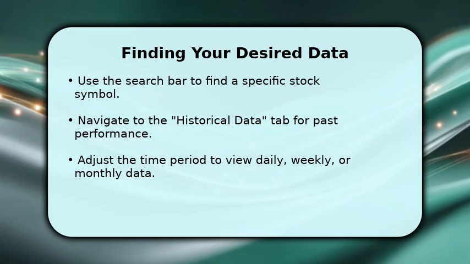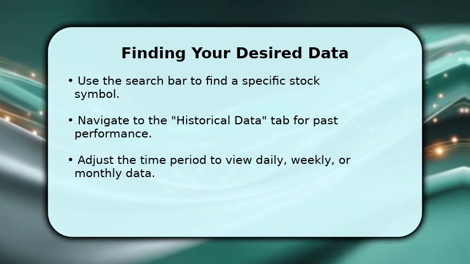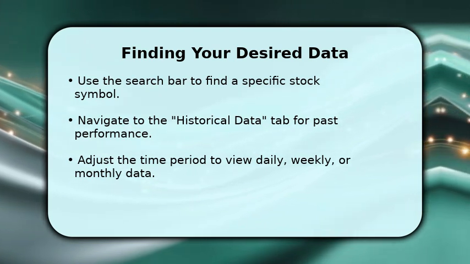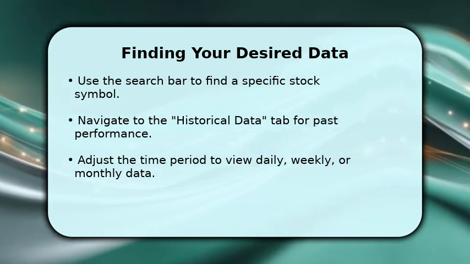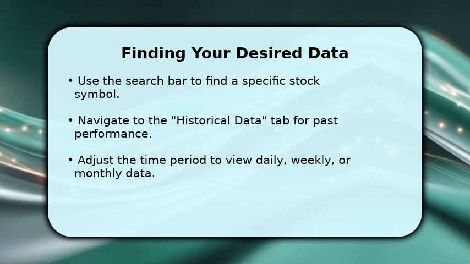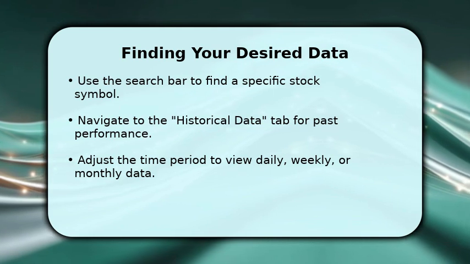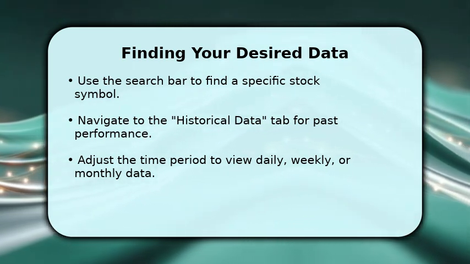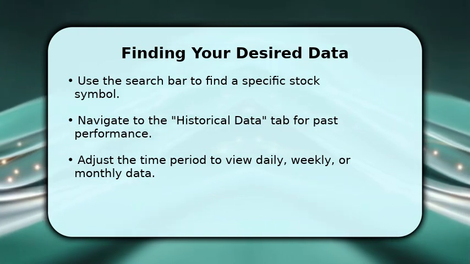Once on the Yahoo Finance homepage, use the prominent search bar at the top to enter the ticker symbol of the asset you're interested in, like AAPL for Apple. After selecting your asset, you'll see an overview page. Look for the Historical Data tab, which is crucial for our purpose. This section allows you to explore past performance and trends over different time frames.